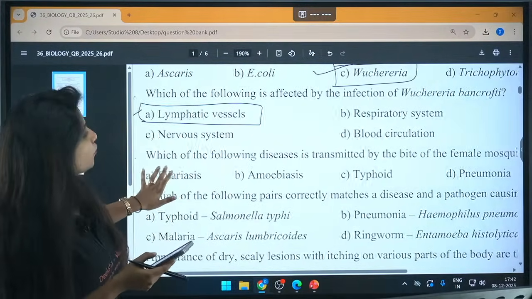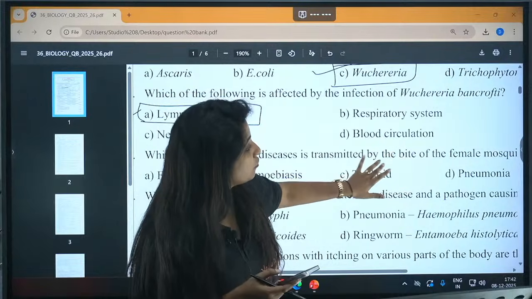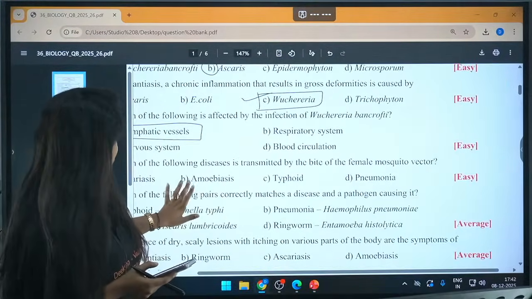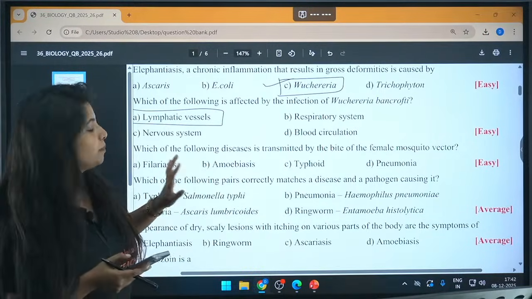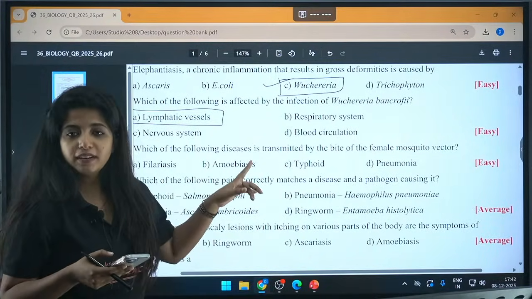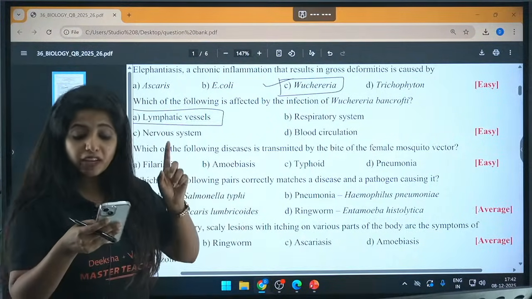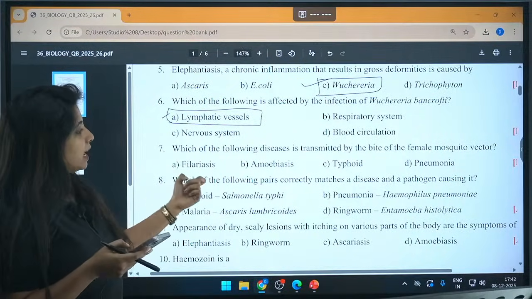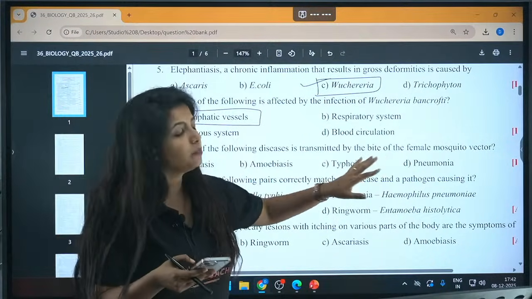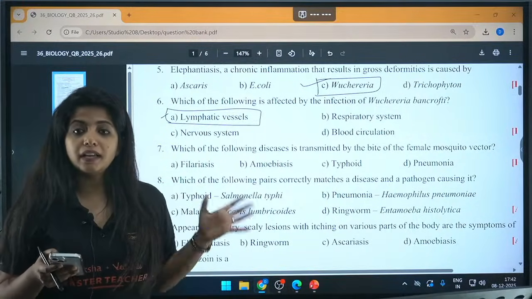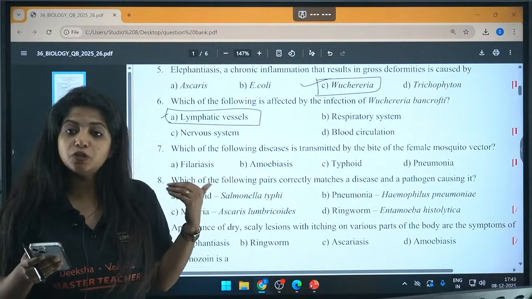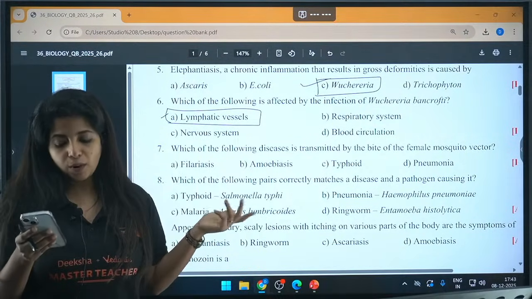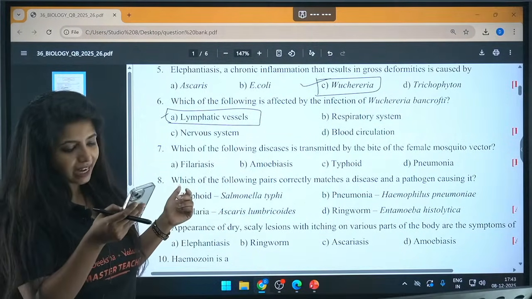Which of the following diseases is transmitted by the bite of a female mosquito vector? Again, for this also you should know the basics. What do you think is the answer for the seventh question? Filariasis, amoebiasis, typhoid, pneumonia. Ma'am, we just know that malaria is the disease spread through mosquito. We also know dengue and chikungunya, but we have no idea about the other things. Anyone who has the idea?